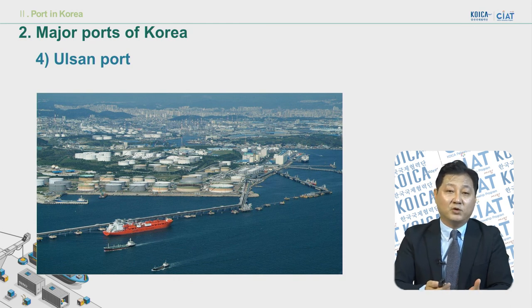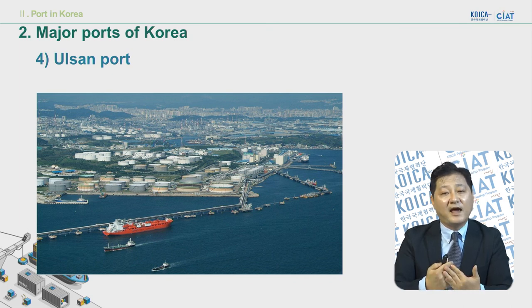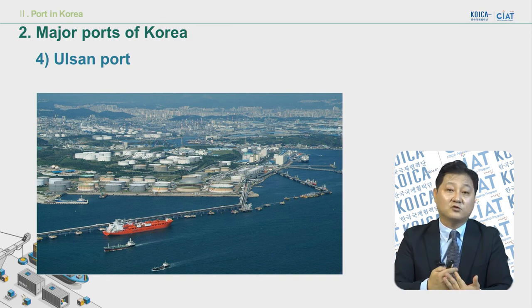This is Ulsan port, which is specialized in oil and cars. The total volume of the port is very high because of the cargo it handles, while container traffic is very low due to its close proximity to Busan. Ulsan is also relatively small compared to Seoul or Busan.